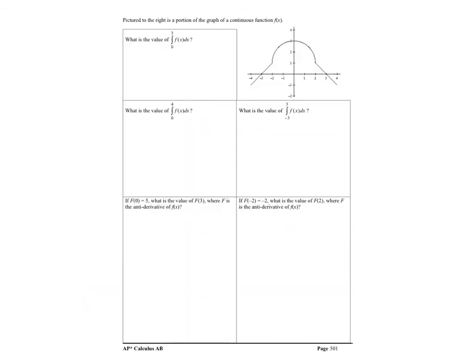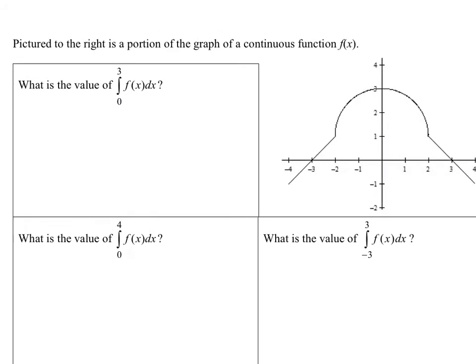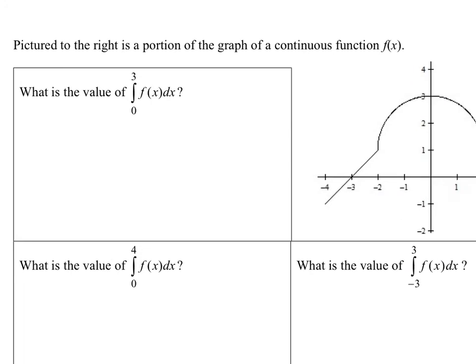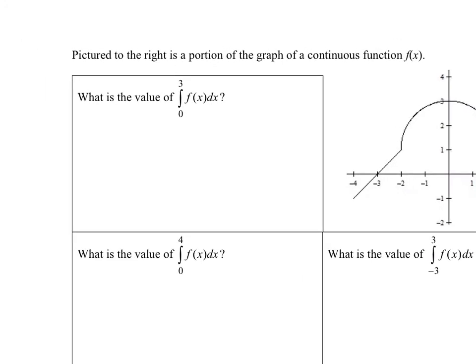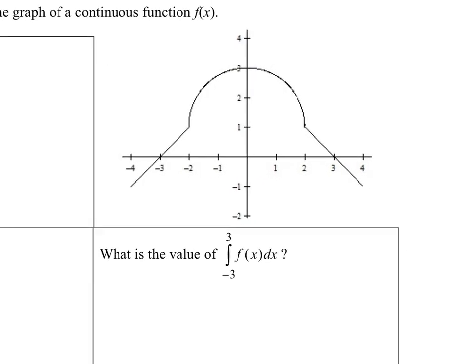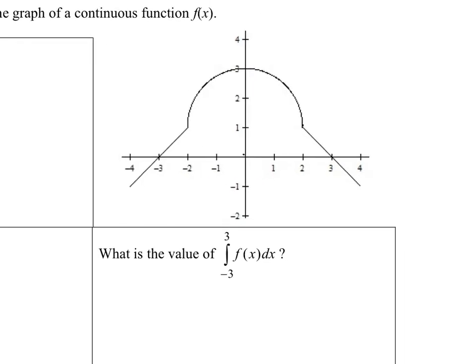Lecturing using a graph picture. What is the value from 0 to 3? 0 to 3. What do you see? It's a composite geometry figure. You see a quarter circle, and some people see a rectangle and a triangle.